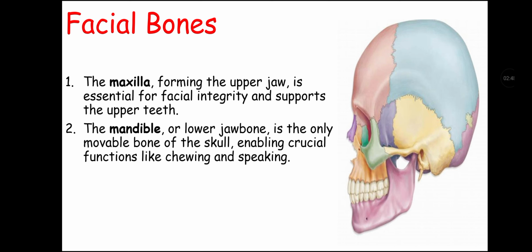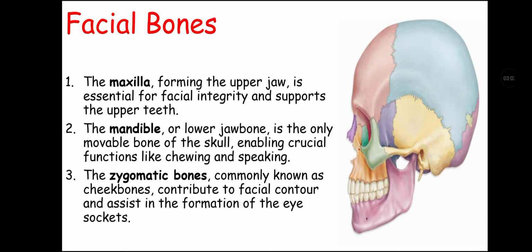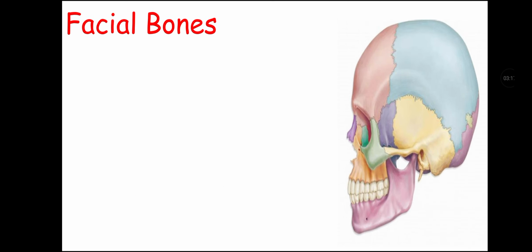Next we have the mandible, that is just below the maxilla, and it is pink in color in the diagram. It is also called the lower jaw bone. It is the only movable bone of the skull that enables crucial functions like chewing and speaking. Next we have the zygomatic bone. Here you can see in the diagram the green color bone is the zygomatic bone that is just beside the maxilla. It is commonly known as the cheekbone because it contributes to the facial contour and assists in the formation of the eye socket.